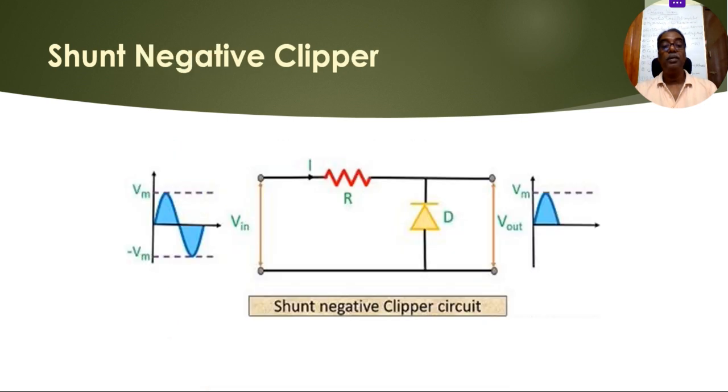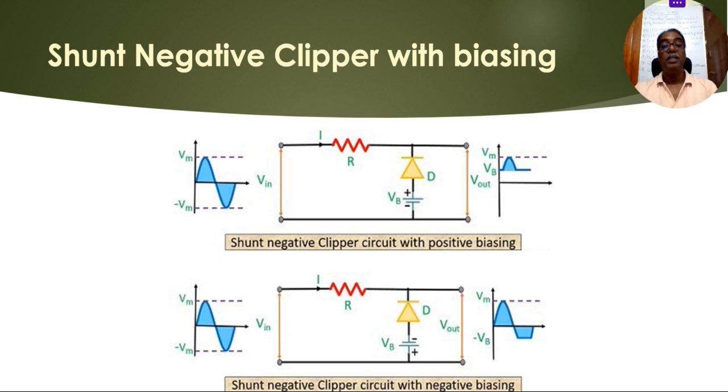This is the same circuit as the negative clipper, and the function is almost the same as the positive clipper as mentioned earlier. And this is the shunt negative clipper with biasing, two important circuits. Based on the selection of the VB value, we can choose any values which can be clipped on the negative side.